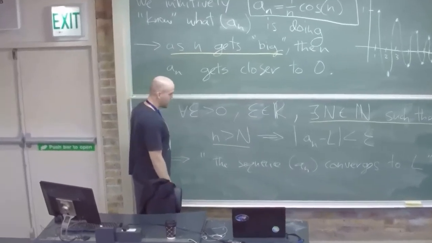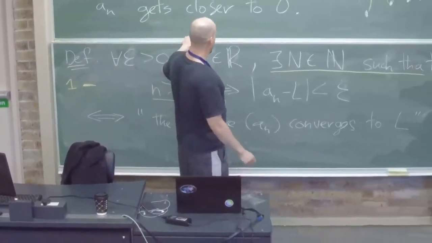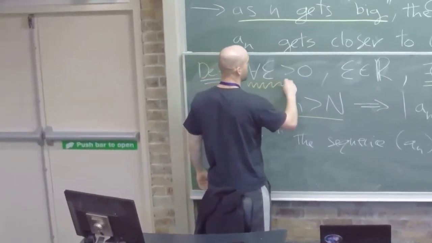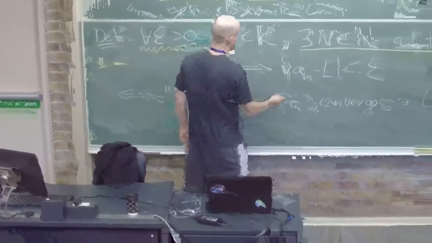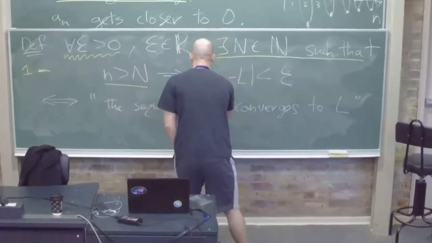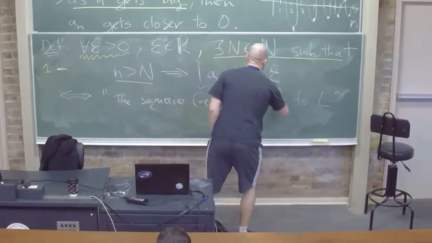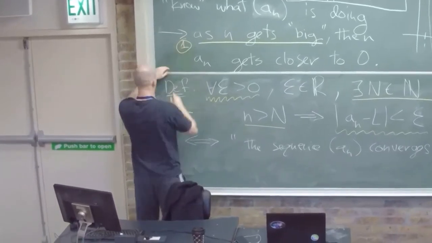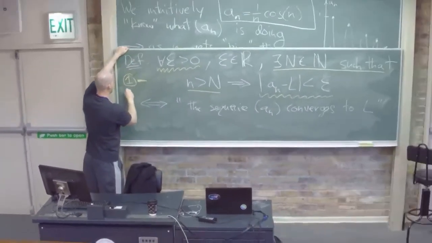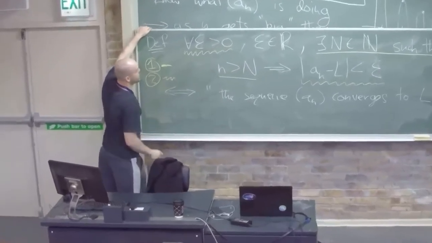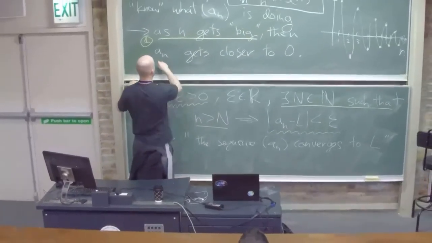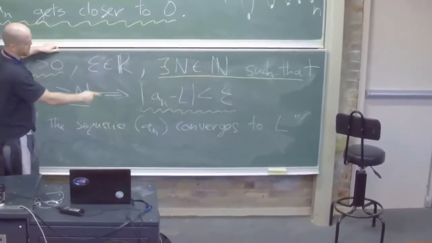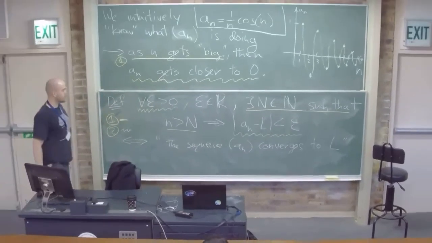And then I don't have another color, but I'm going to use a little squiggly line under this part. So this is 1 here, and 2 is the squiggly line. This part is just saying a_n gets closer to 0, for this particular sequence. But really we're saying for any limit L. So that's the purpose of these different parts.